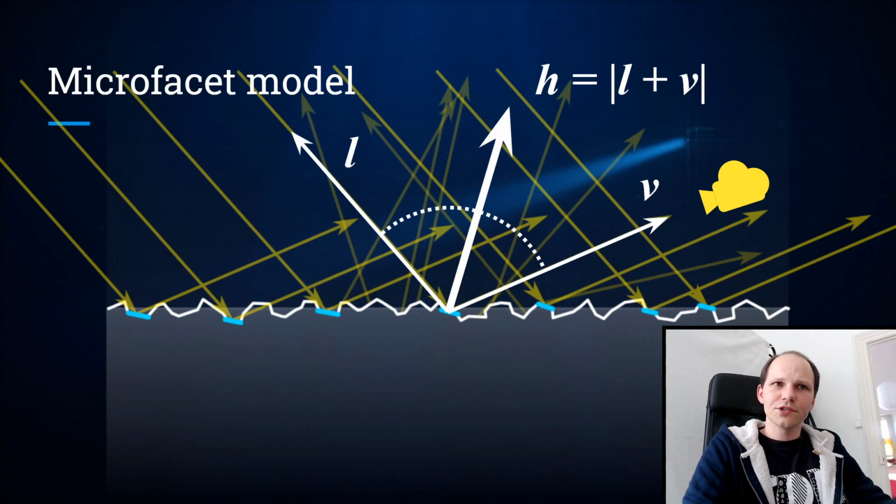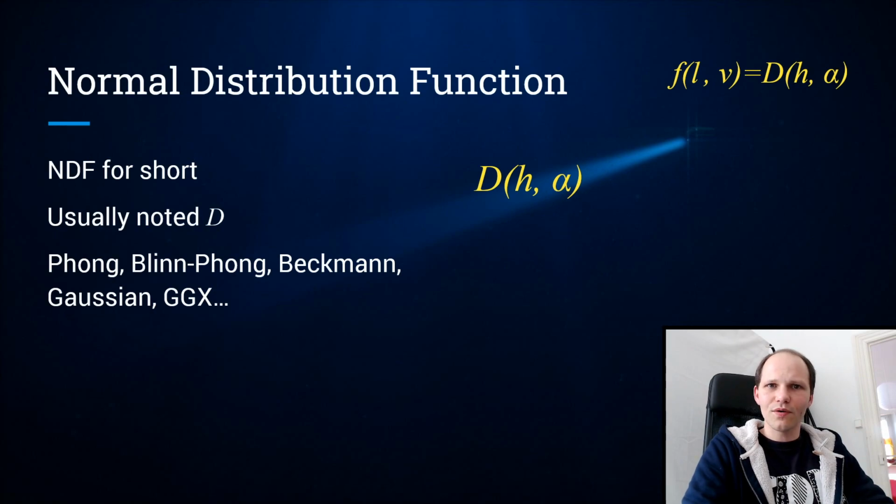And now we need a function that tells us the proportion of microfacets that are aligned this way. That's called a normal distribution function, and it's usually written D in shading models. This distribution is going to depend on the geometry of the surface. If it's more smooth, for example, the rays will tend to be reflected in the same direction. If it's more rough, they will tend to be reflected in more different directions. So what we can do is represent that with a parameter which we call the roughness, and it's often noted alpha. There are many classic NDFs. There is Phong, Blinn-Phong, Beckmann, Gaussian, but nowadays pretty much everyone uses GGX.